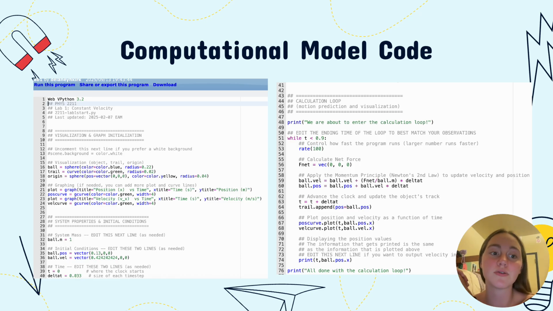This slide shows the code used in GlowScript, and there are a couple of important things to notice. First, the marker's position and velocity were set in lines 35 and 36, and then on the right side of the screen you'll see a while loop between 0 and 0.9 seconds, and in this while loop F net is set to 0, and then Newton's principle, the momentum principle and Newton's second law were updated in lines 59 and 60.